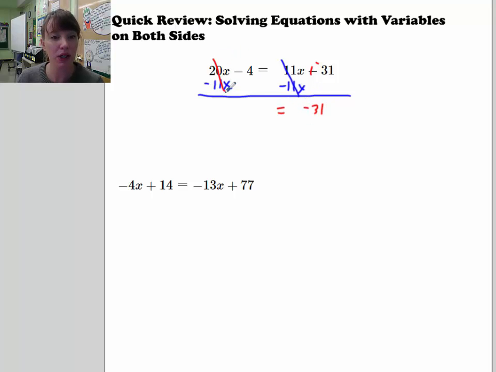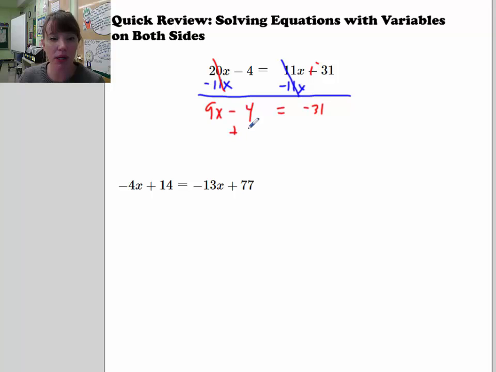Right here we would get 9x minus 4. So notice that on the right-hand side, I have no more terms with x in it, and on the left-hand side, I've pulled all of my terms with x. And again, it doesn't matter if you take it on the left-hand side or the right-hand side, as long as you're trying to get all the terms with the x on one side, whether it's left or right, and all the constants on the other side.